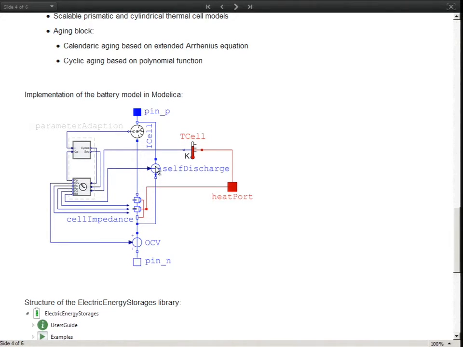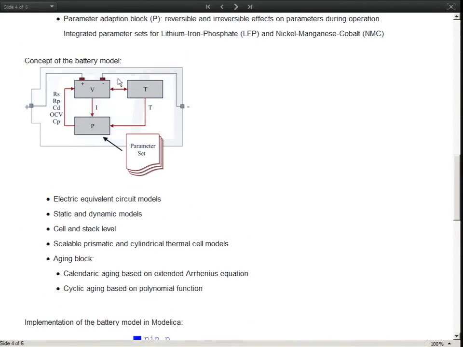We've got here an open circuit voltage, then a serial resistance, and up to 2 RC circuits to consider also relaxation and double layer effects within the battery. We've got here a heat port, which is the interface to the thermal model, as we see here, which is indicated by this arrow.